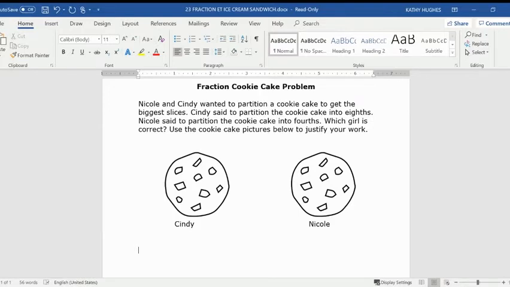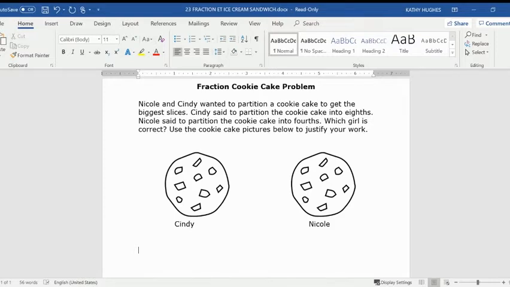So Nicole and Cindy wanted to partition a cookie cake to get the biggest slices. Cindy said to partition the cookie cake into eighths. Nicole said to partition the cookie cake into fourths. Which girl is correct? Use the cookie cake pictures below to justify your work. Remember, we're also going to be using those fraction circles to help us visualize and help us see the relationship between the two types of fractions.